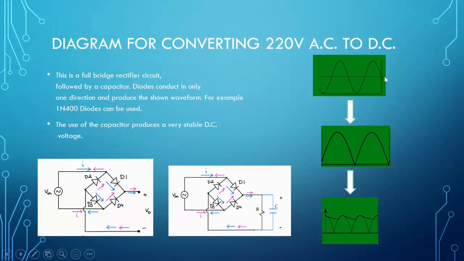So this was the output from the fusible resistor, and this is a full bridge rectifier circuit. The diodes conduct in only one direction, and for this circuit, for example, 1N400 diodes can be used. Now this full bridge rectifier circuit converts this given AC signal into this waveform, and after that a filter capacitor is used which converts this waveform into an almost constant DC signal.